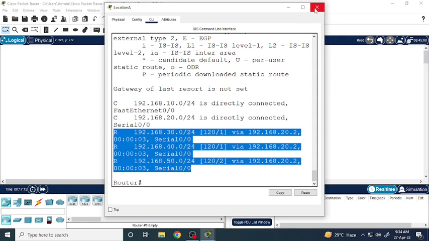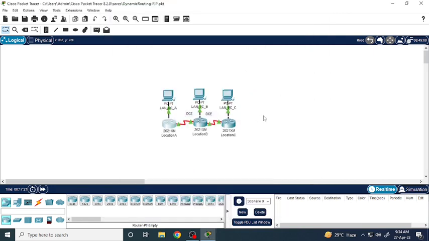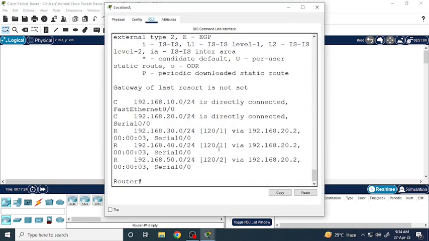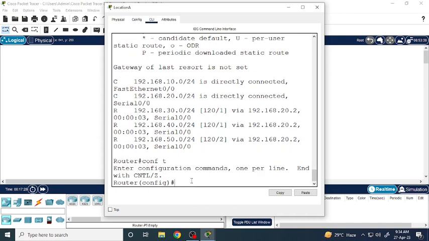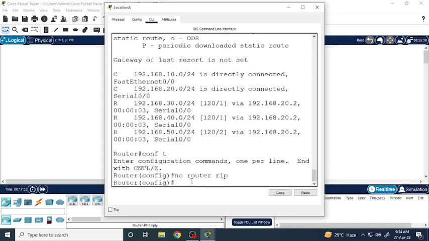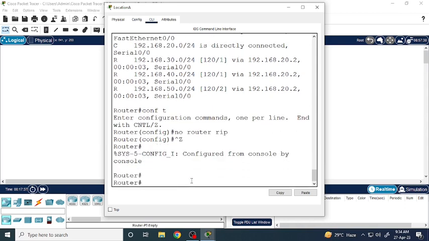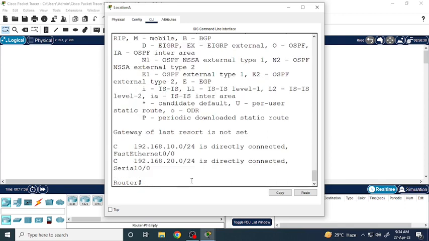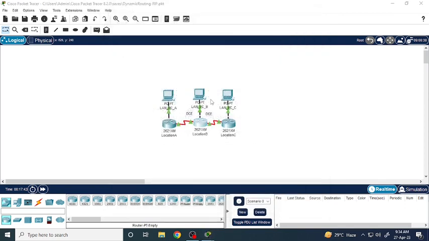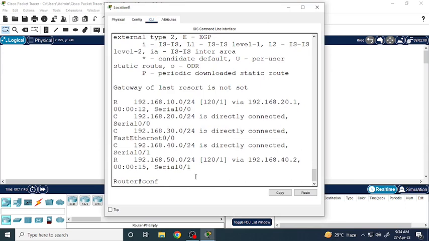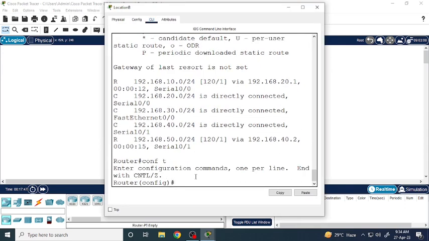That's how you can do dynamic routing using RIP version 1. So if we want to use RIP version 2, there isn't much difference. So first let's go to and apply no router rip. Okay, and show IP route. So it's back to the original. I'm going to do the same for the others.